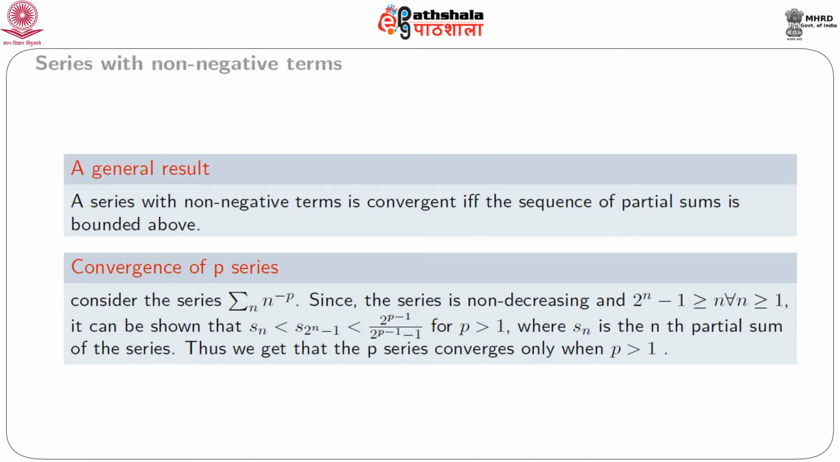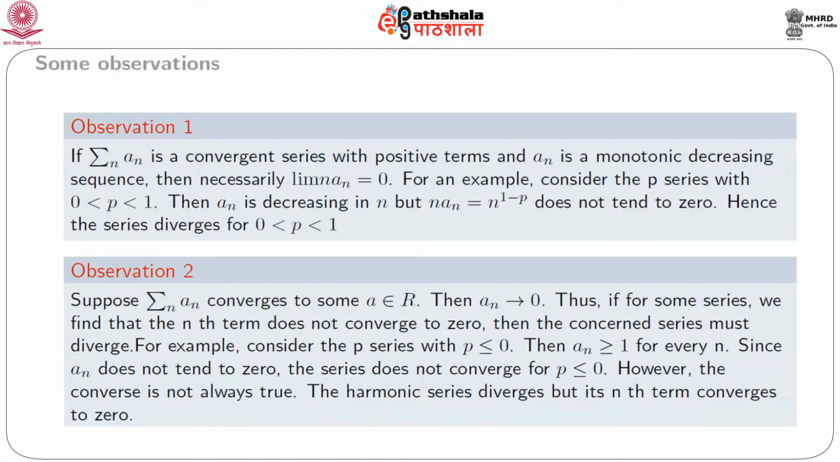Thus, we get that the P series converges only when p is greater than 1. That is, we get the sequence of partial sums which is bounded above for p greater than 1, and hence applying the above result, we get that the P series converges only when p exceeds 1. Now let us give some possible observations.